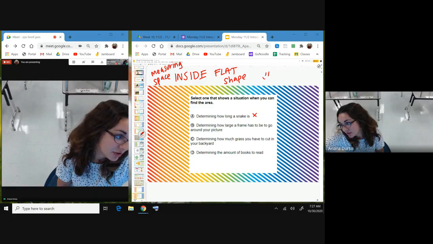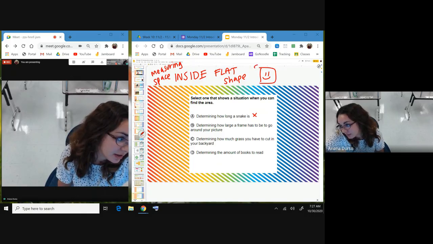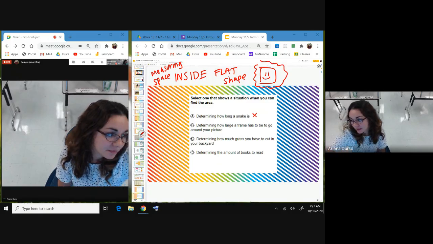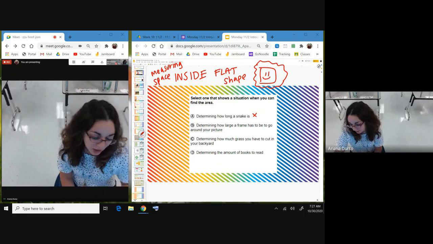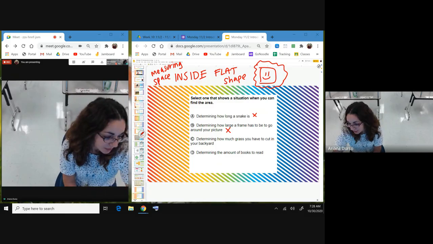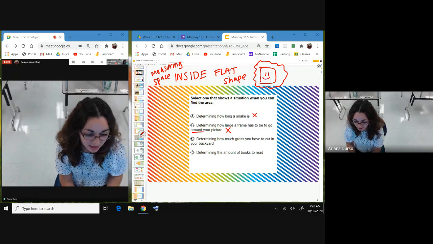You guys know what a frame is, right? Like you have a cute picture of yourself and then there's a frame around it and it's pretty. Does that look like a frame? Not really. No, we don't want to know around. We want to know how much space inside the shape.